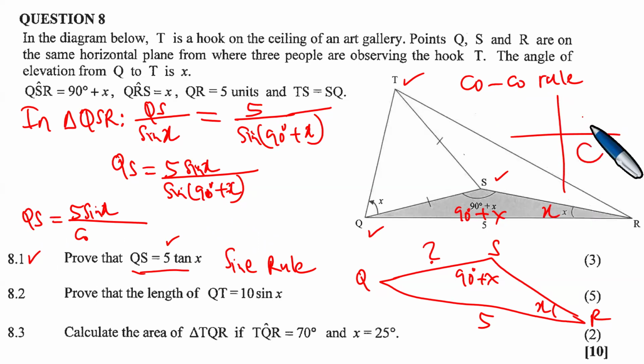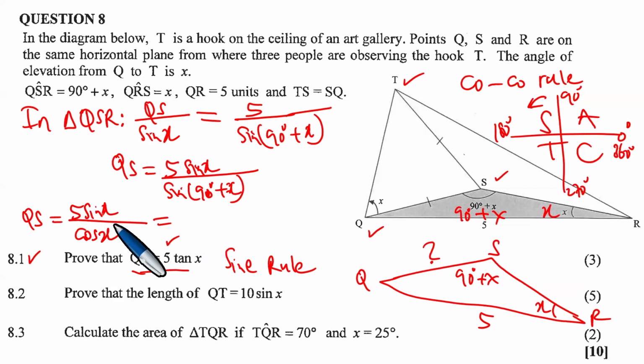The CoCo rule is clear when you look at the CAST diagram: 0 degrees, 90 degrees, 180 degrees, 270 degrees, 360 degrees. When you say 90 degrees plus, you are making 90 degrees larger towards 180, which is the second quadrant, where sine is positive, but there's a cofunction change to cosine of X. And sine X over cosine X is tan X. So indeed we've proved that QS is 5 tan X by using the sine rule.